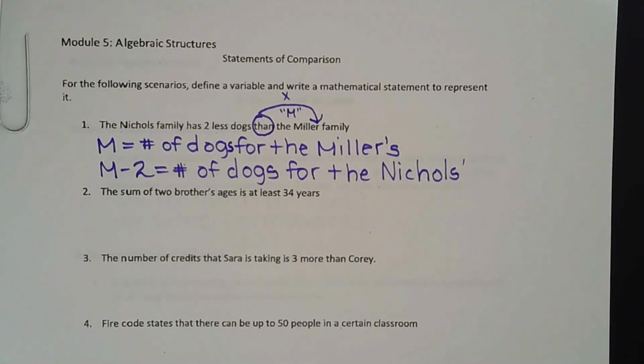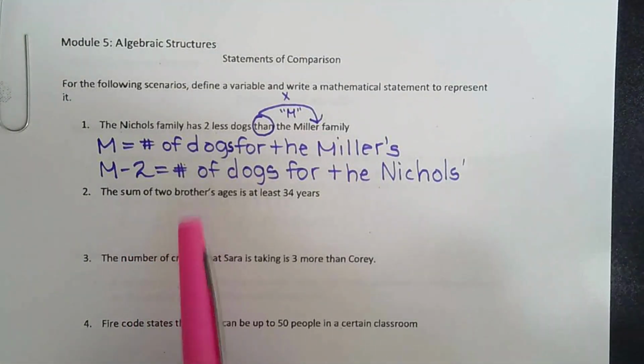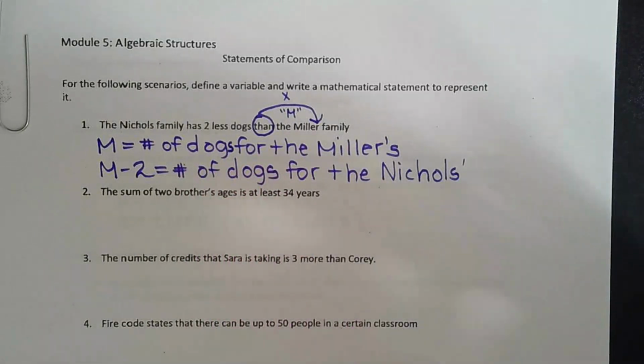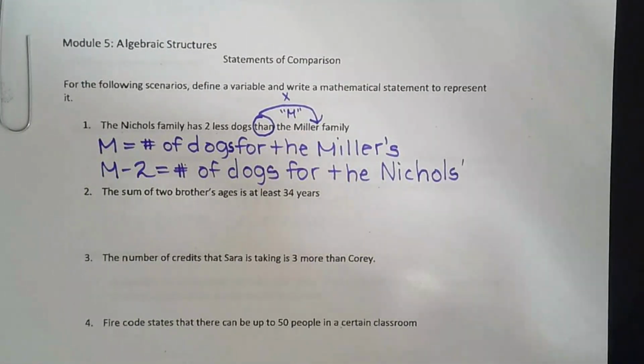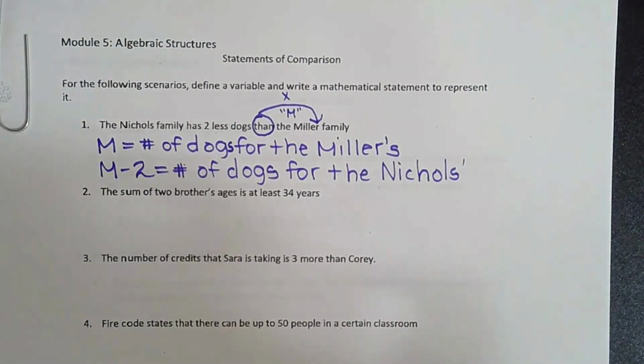Okay, next we have, and this is the other type, the type without than. And you're going to see pretty much equally these 2 types, so it's good to study both of these. The sum of 2 brothers' ages is at least 34. So let's just pretend right now it is 34. The sum of the 2 brothers' ages is 34.